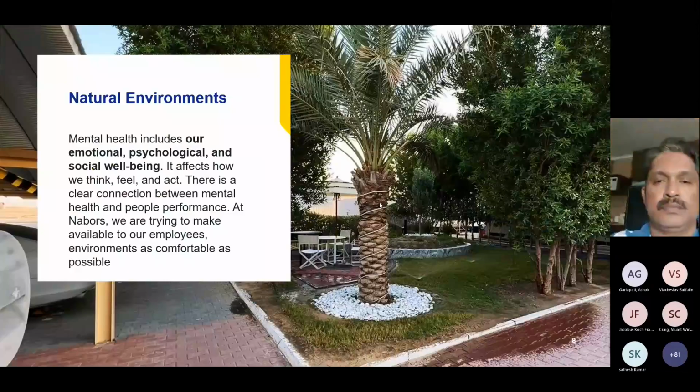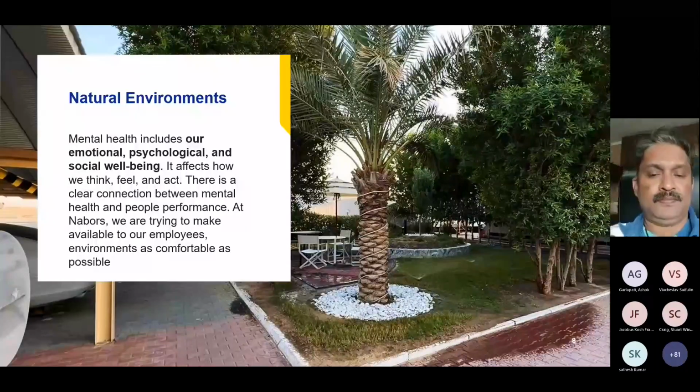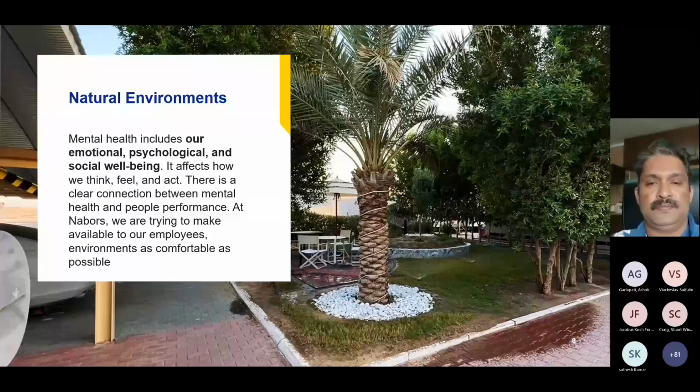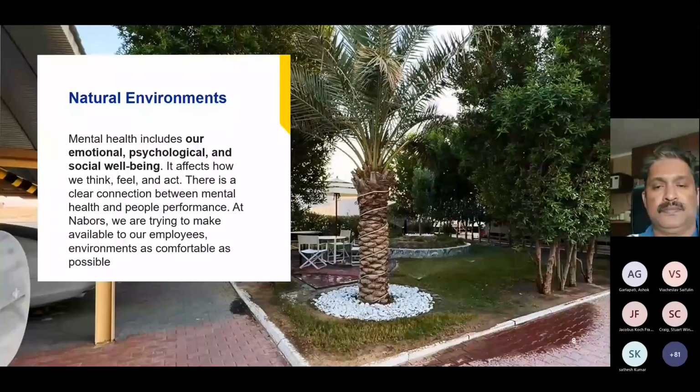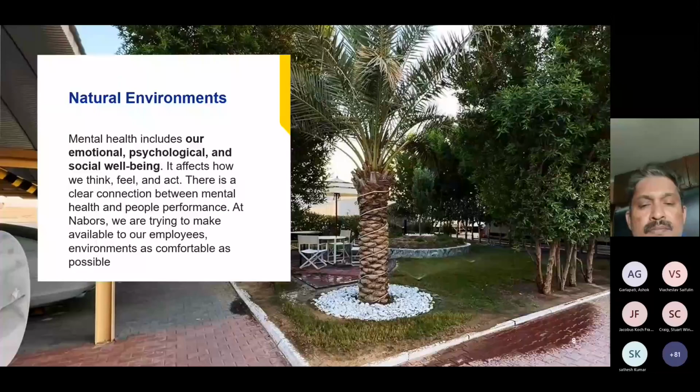Natural environment. Mental health includes our emotional, psychological, and social well-being. It affects how we think, feel, and act. There is a clear connection between mental health and people's performance. At Nabors, we are trying to make available to our employees an environment as comfortable as possible. So the pictures that I use here are from our base facility.